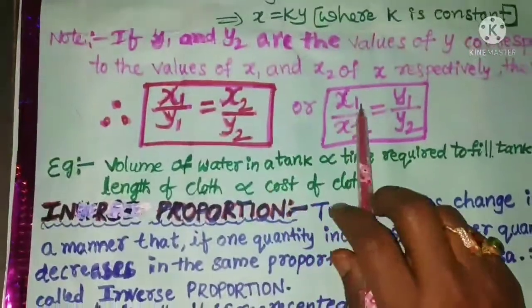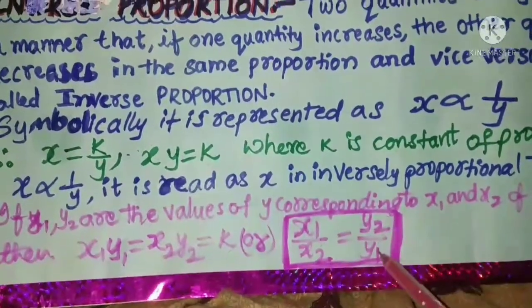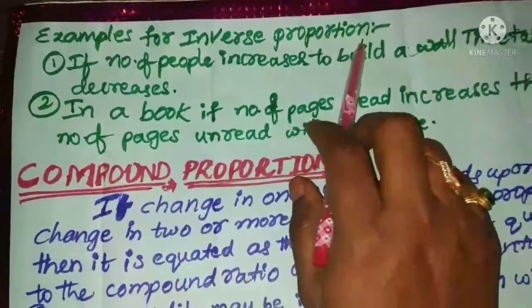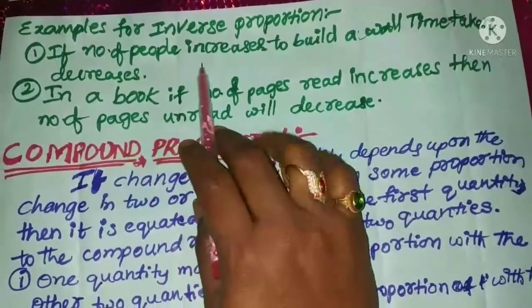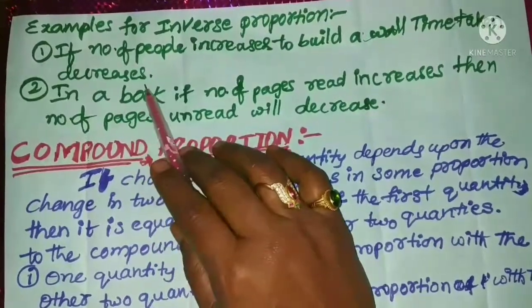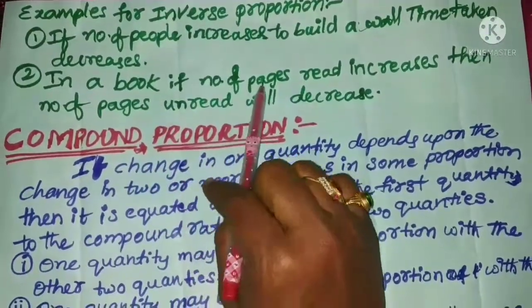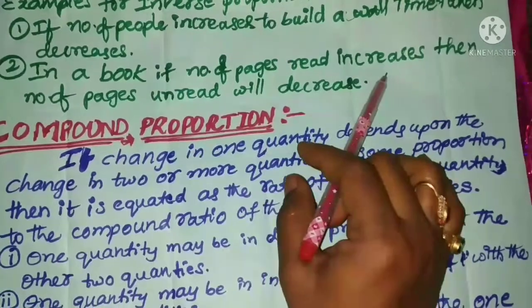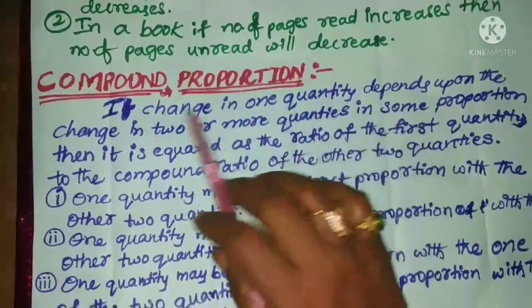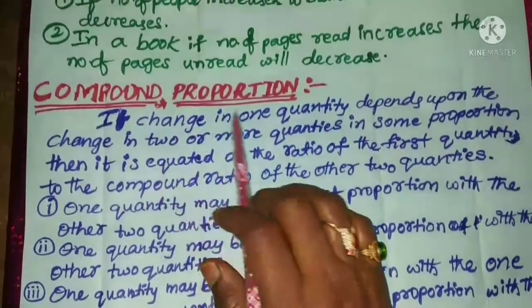In direct proportion x1 by x2 is equal to y1 by y2, but here x1 by x2 is equal to y2 by y1. Here are examples for inverse proportion. If the number of people building a wall increases, then the time taken will decrease. In a book, if the number of pages read increases, the number of pages unread will decrease. Next, third one, compound proportion.